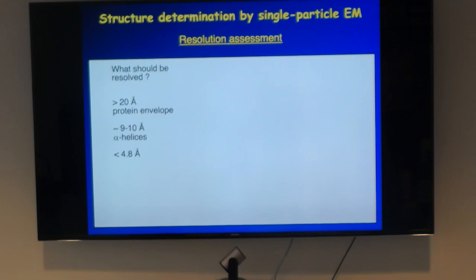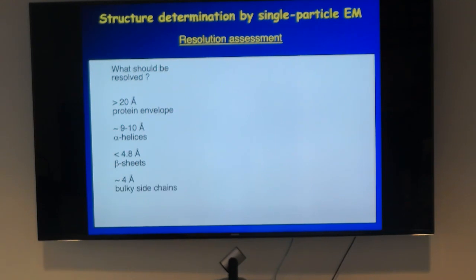What else is at 4.8 angstrom? Strands. You start to resolve strands in the beta sheet, so you can resolve beta strands. At 4 angstrom, glycine? Not glycine. So which ones? The fat ones, tryptophan, tyrosine. The bulky aromatic side chains. That's what you're going to see.